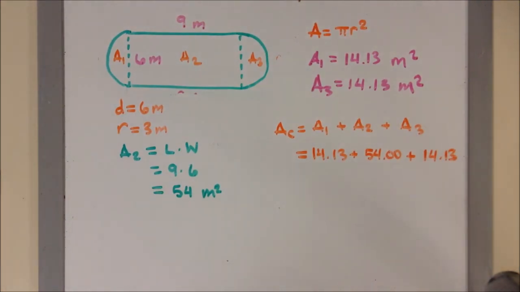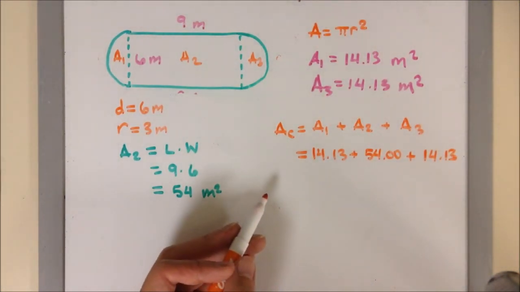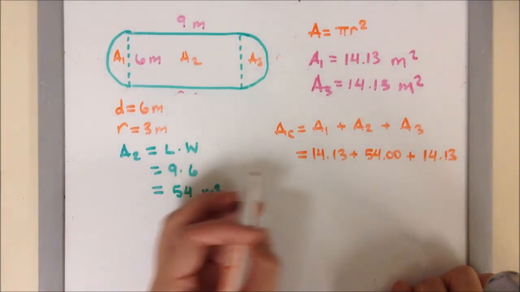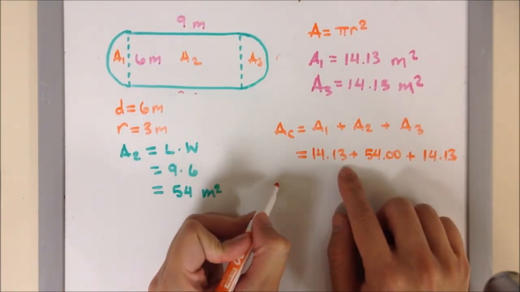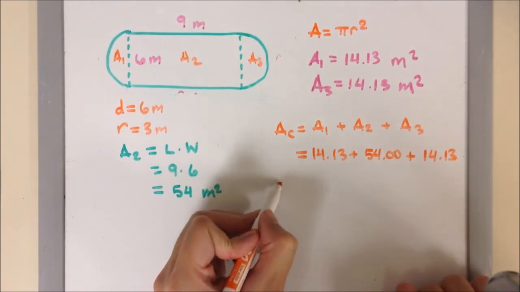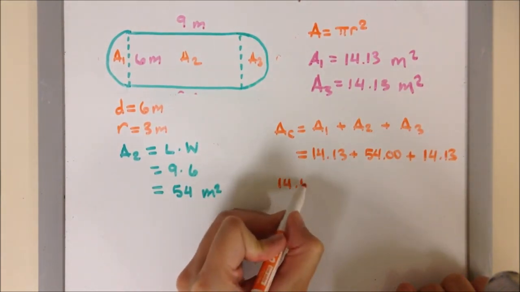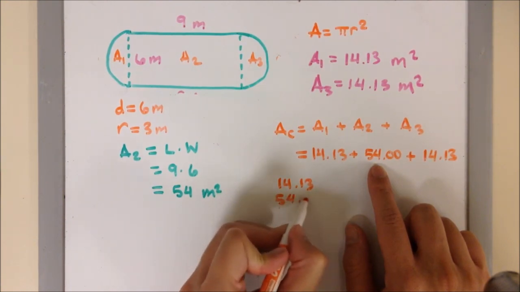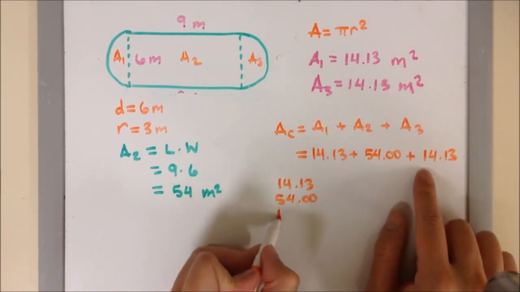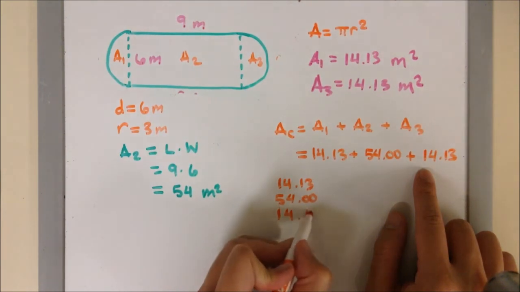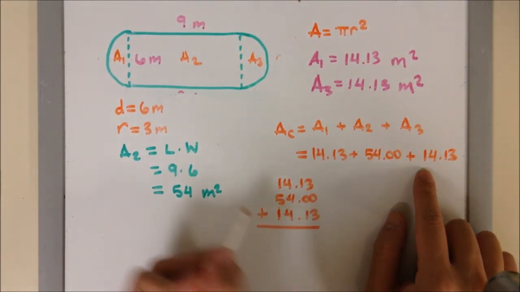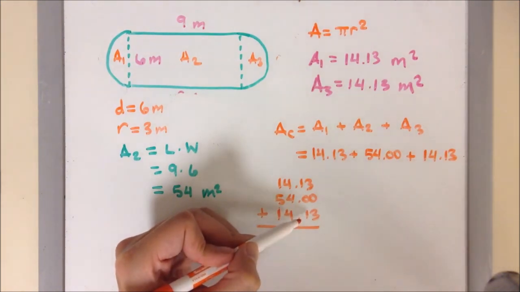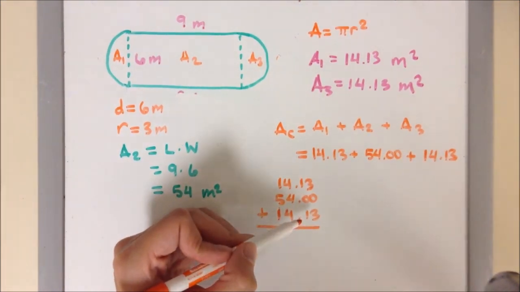Now if I were to set them up, when I'm adding decimals and subtracting decimals, I have to line them up properly. So I'm going to put this on top of each other, so vertically. 14.13, 54.00, and then 14.13. Now you see how I line up all my decimals? So that's going to be easy for us to add with decimals.